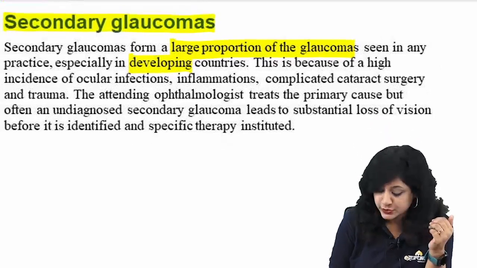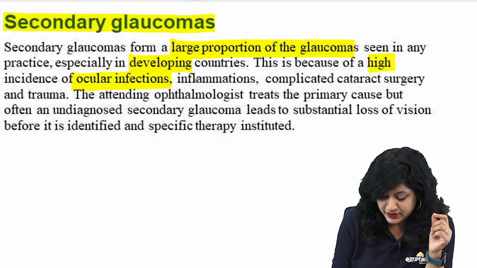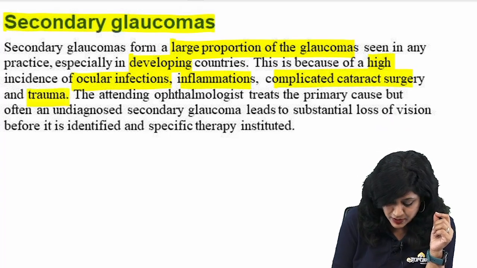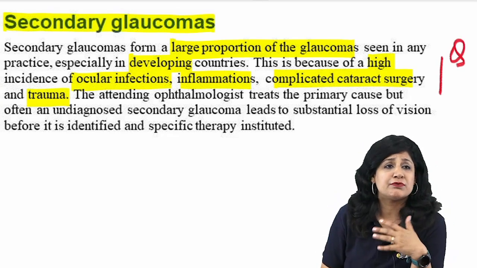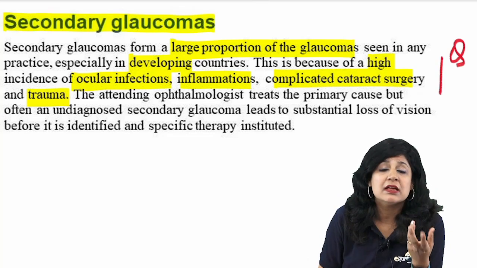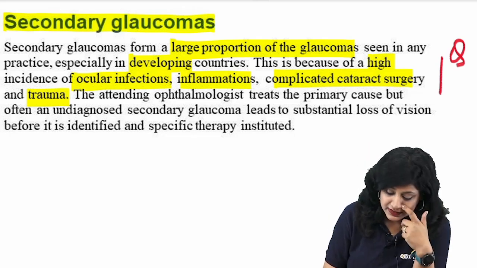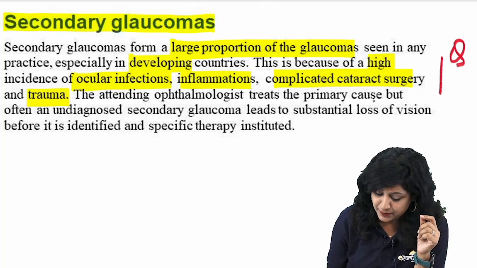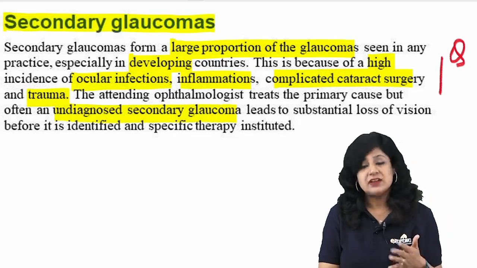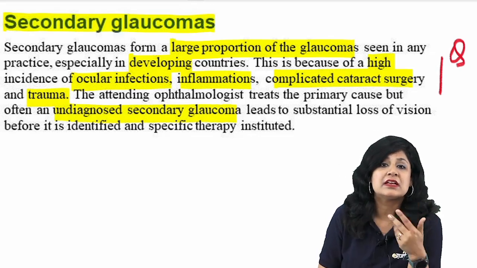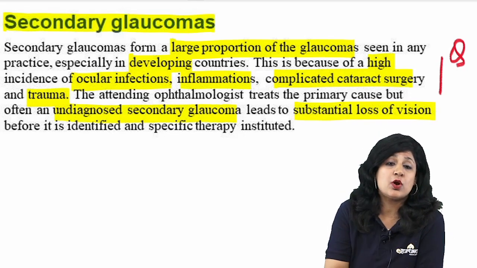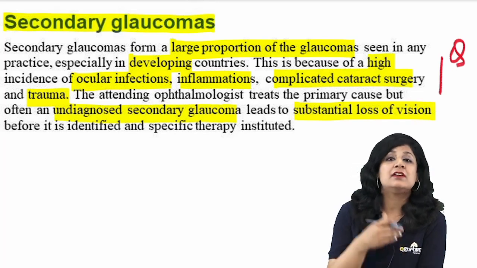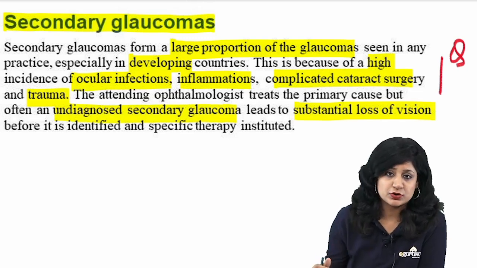And why this is occurring, as I told you, is because there is a high incidence of ocular infections, inflammations, complicated cataract surgery and trauma. These are the important causes of secondary glaucoma. The attending ophthalmologist treats the primary cause, but often there is an undiagnosed secondary glaucoma. He is not looking into the fact that a secondary glaucoma is also occurring, and even before it is identified and specific therapy is given, it can lead to substantial loss of vision. Alright.